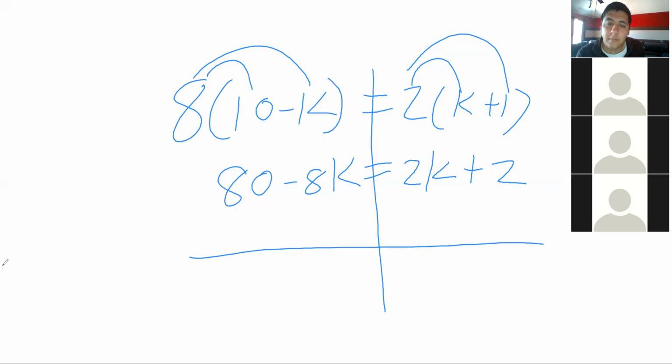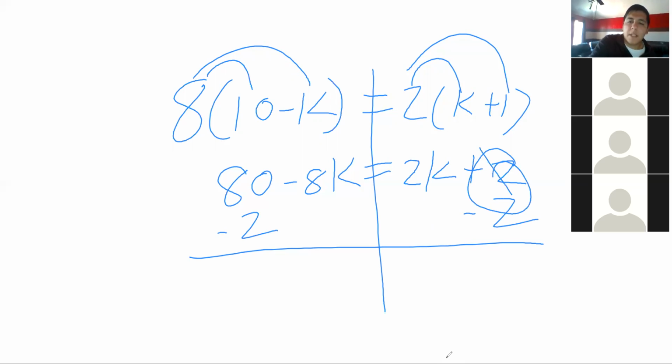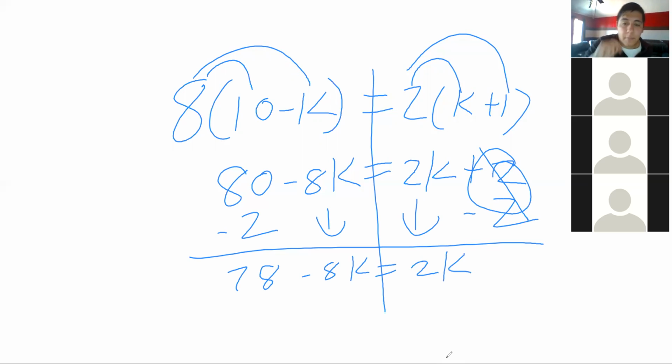Two minus 2 to 80. Okay, we can move that 2. Sorry, minus 2 you said, right? Yeah. So minus 2. So that cancels out right here. And then 80 minus 2, that is 78. And 78. We're going to bring everything down. Negative 8k is equal to 2k.